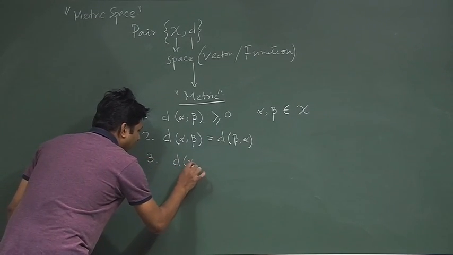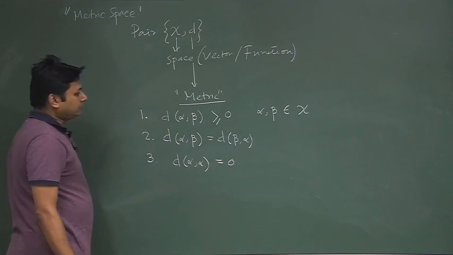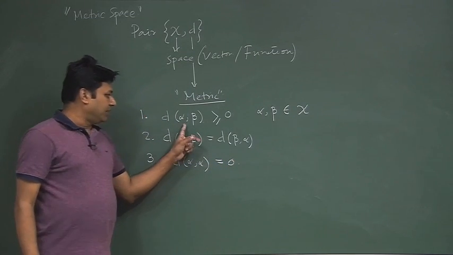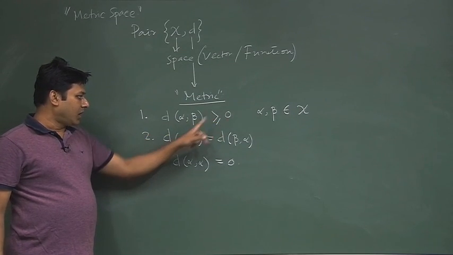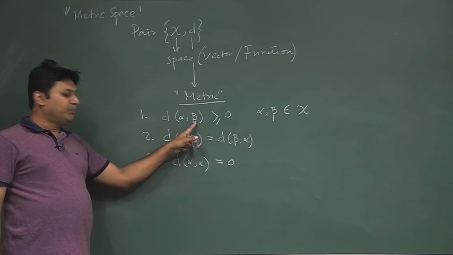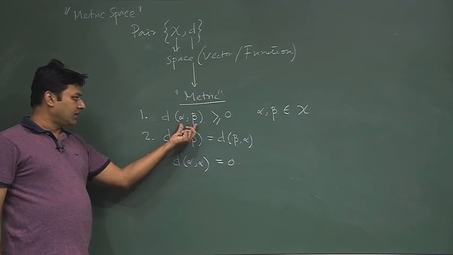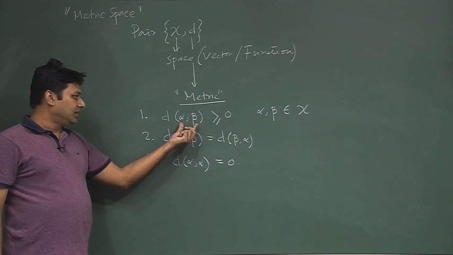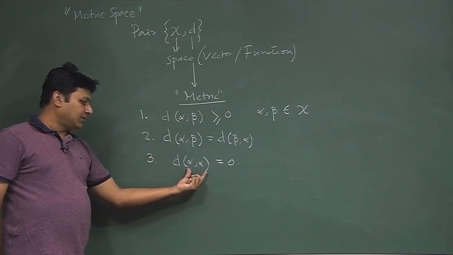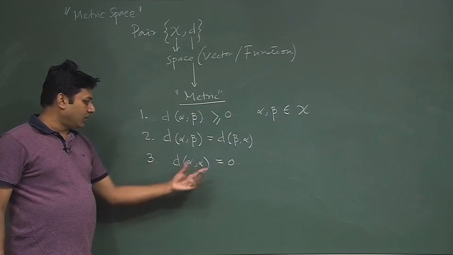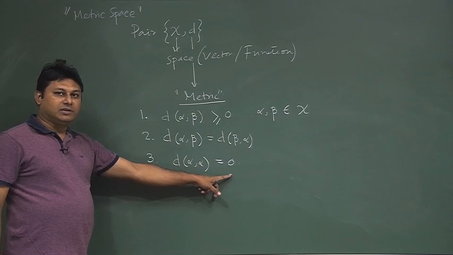Third property: d(alpha, alpha) is equal to 0. Please remember that in the first case I said it is greater than or equal to 0. Now, there is a possibility that beta is equal to alpha. These are arbitrary vectors, but I am not saying that alpha is not equal to beta. If alpha equals beta, then this quantity, whatever I define as the metric, should be 0 or vanish.